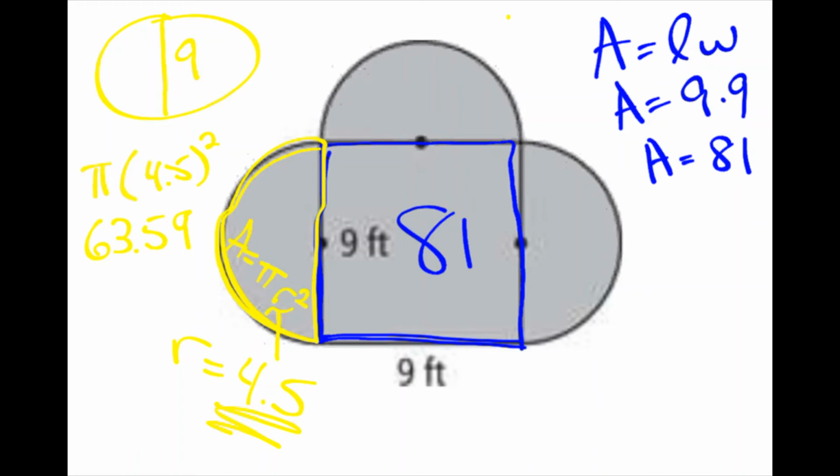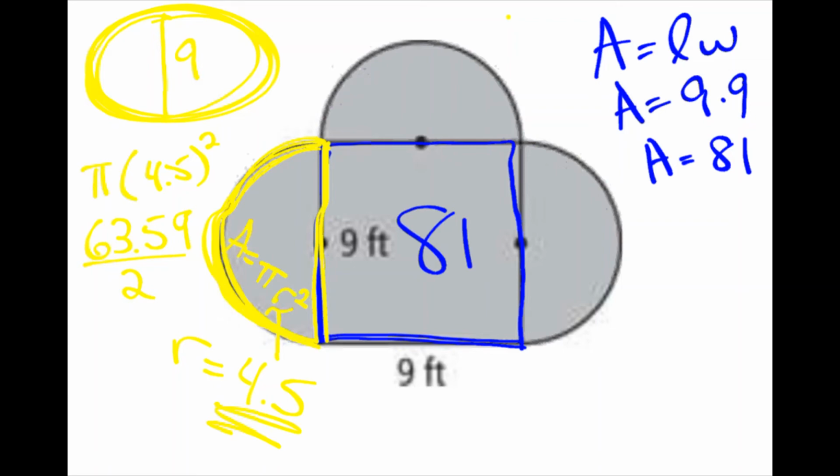I don't have a full circle. That's talking about this circle. If I had the entire thing, I actually don't have the entire thing. I only have half of this. So I'm going to take that number and divide it by 2. I'm going to change colors because that's tough for me to see, and that tells me that the area of one of these half circles is 31.79.